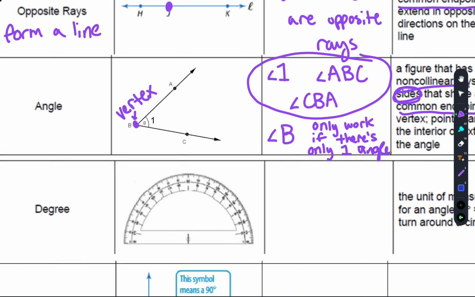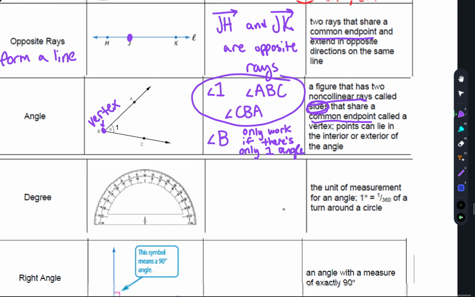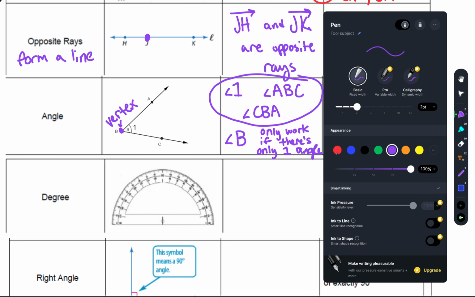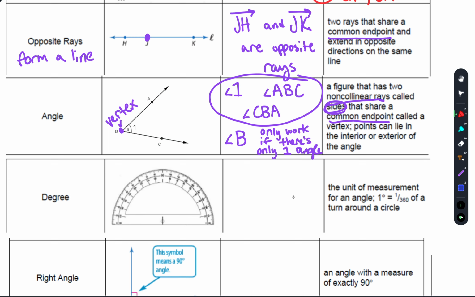Or they're really far apart. Some things that I often see that I don't want to see is that we try to switch around our letters a little bit and we get things wrong. Remember that vertex has to be in the middle. So we could not call this angle CAB, even though it's all the same letters. That right there tells me that my vertex would be over here at point A, which it isn't. Questions there?